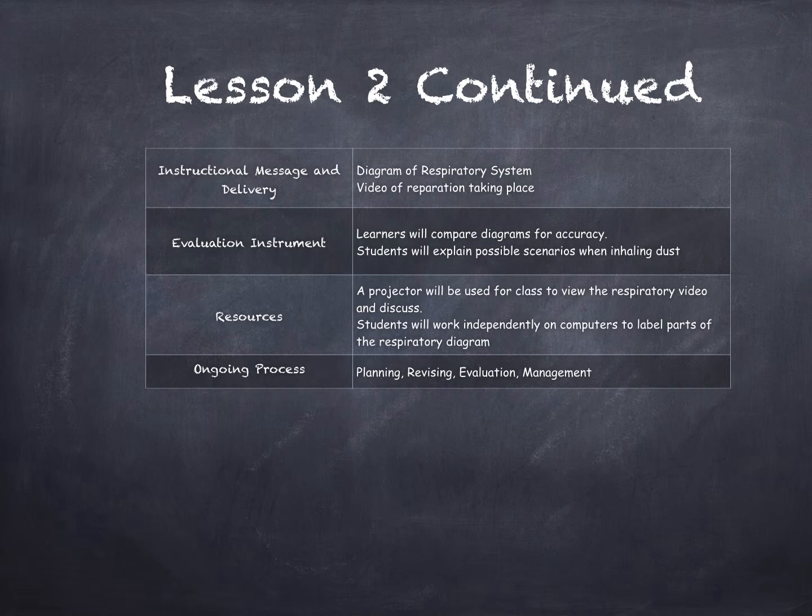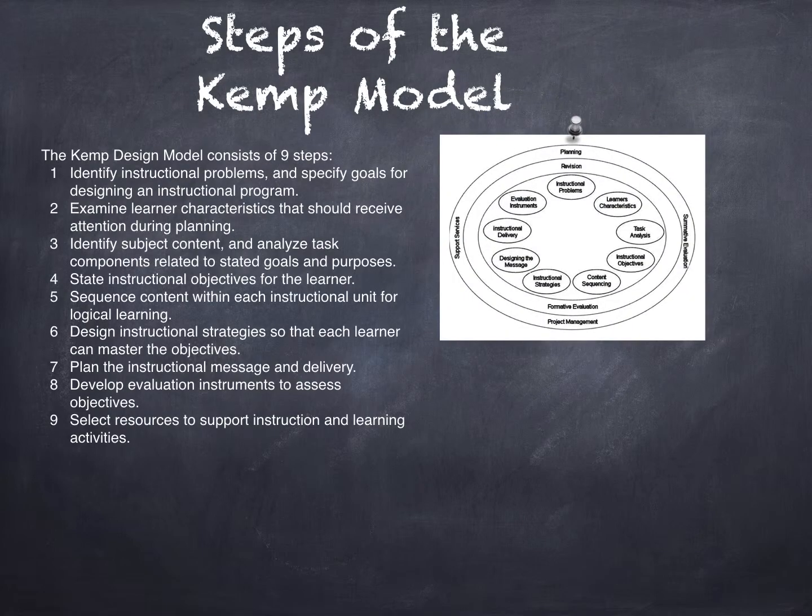I like to start with the evaluation when I'm planning a lesson. So I could use the Kemp model because it is circular. I can start anywhere I want to. The resources that you use, pen and paper, computer, projector, and then the ongoing process is always the same: planning, revising, evaluation, and management. Kemp's big thing is that it's an ongoing process. It can always be modified and changed to fit the needs of the learners, which I think is great, especially because you never know what's going to step foot in your classroom.